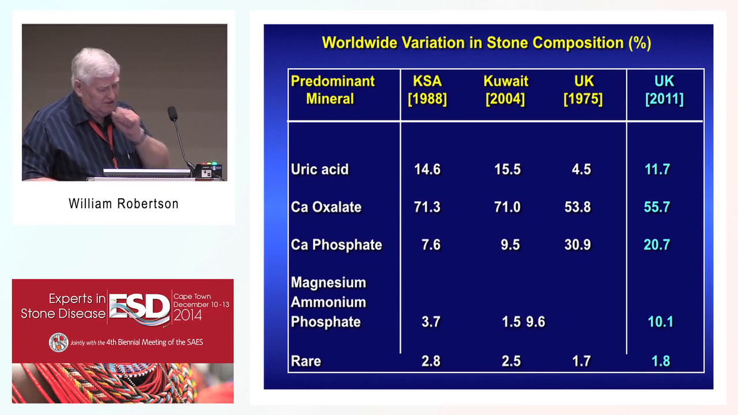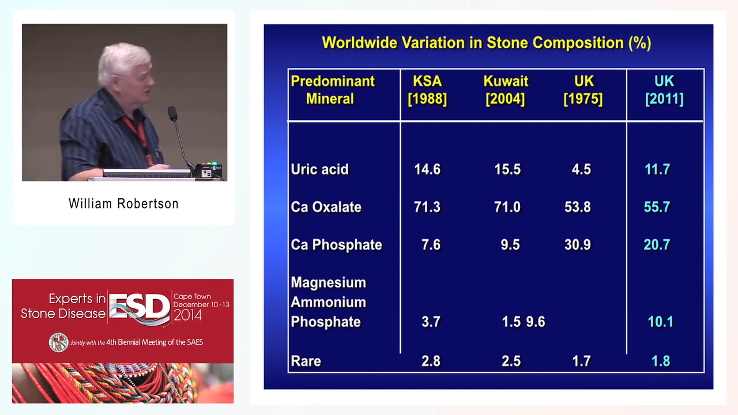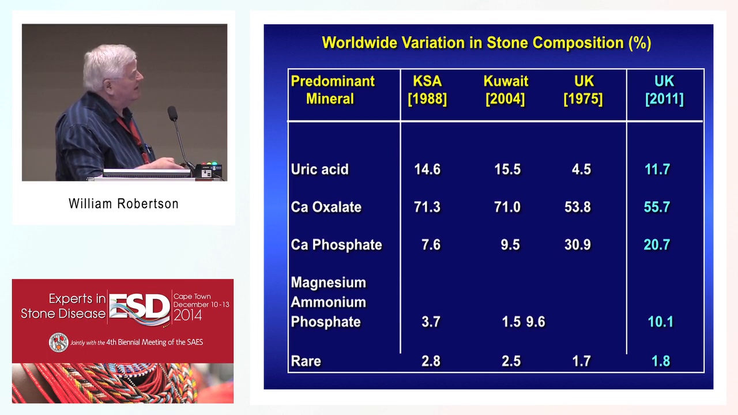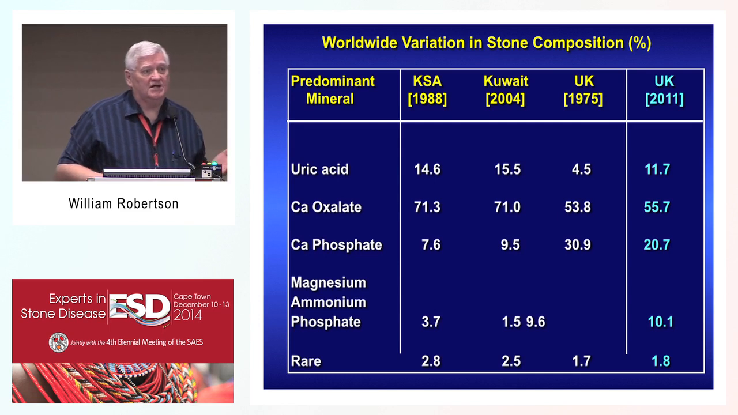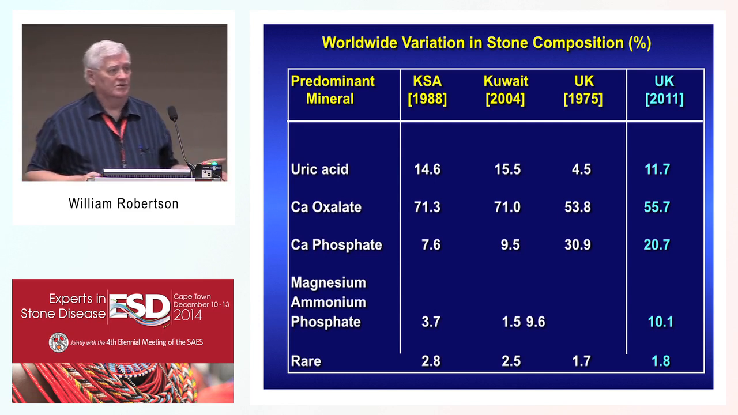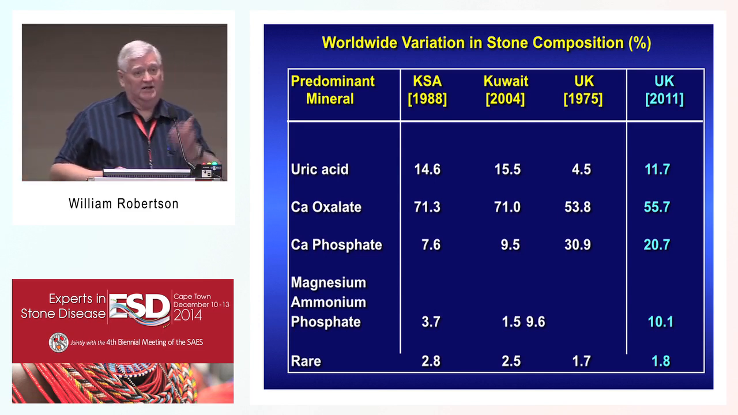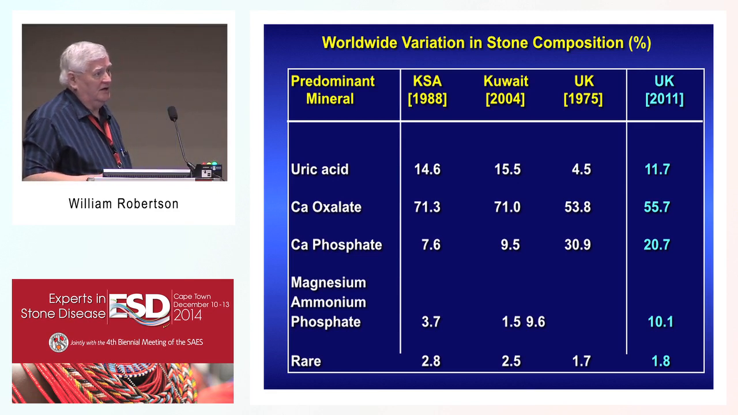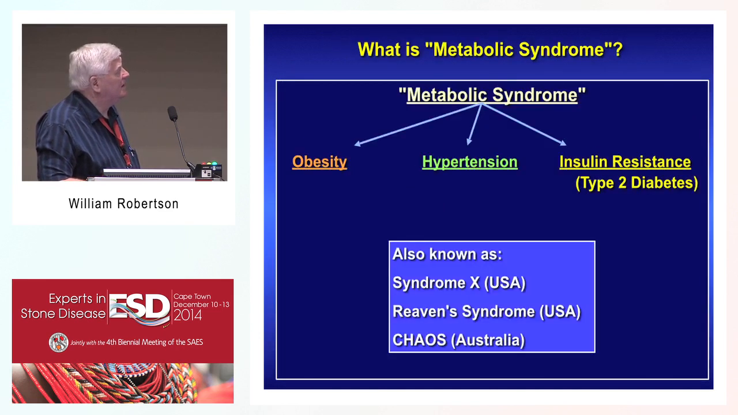Coming back to the UK now, if you look at the last two columns here, which compares stone composition in the UK in the 1970s and more recently, you can see that there's been an enormous increase in uric acid stones in the UK during that time, and that's been reported in many countries in the West. So what is the reason for that?